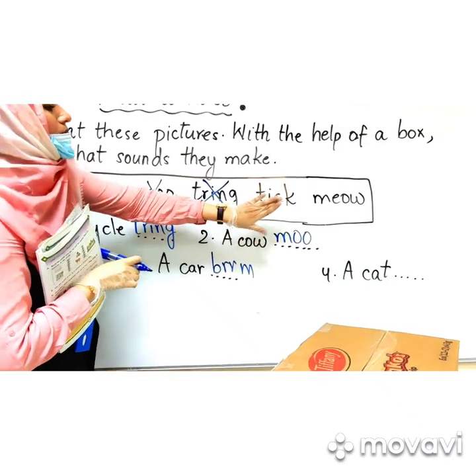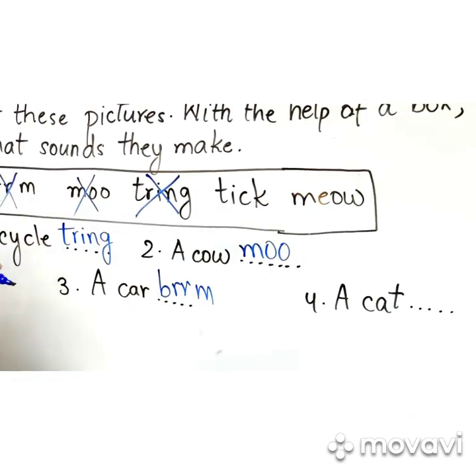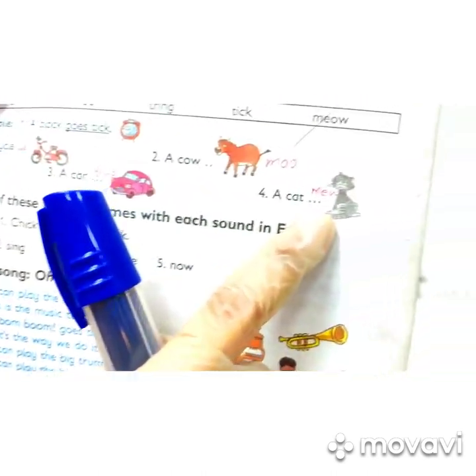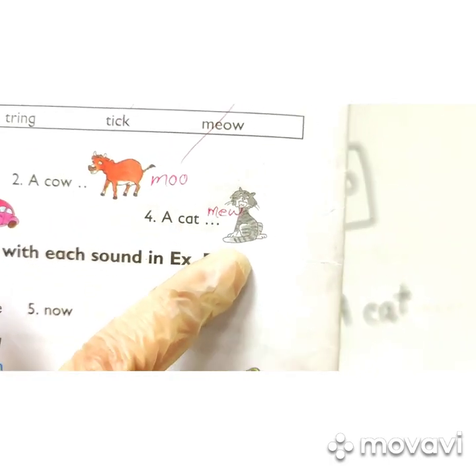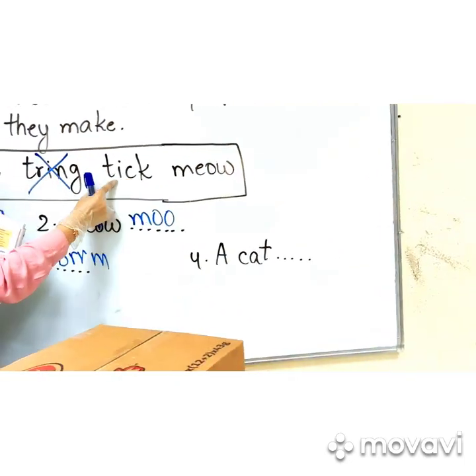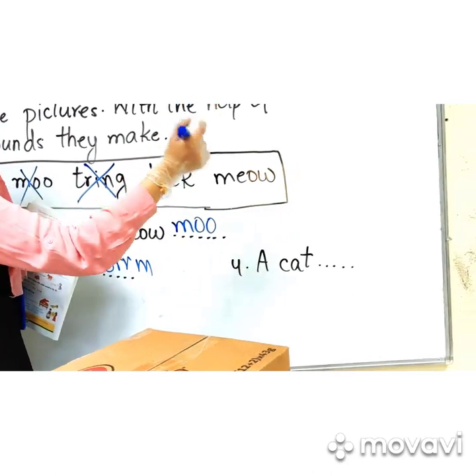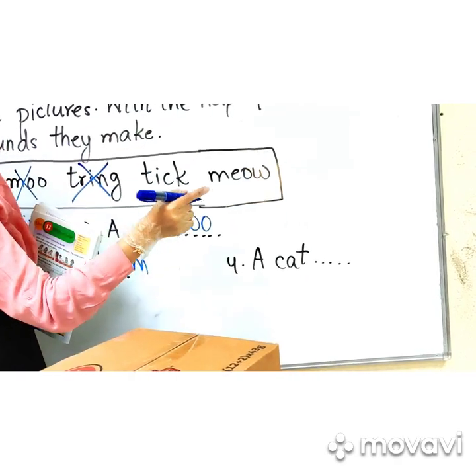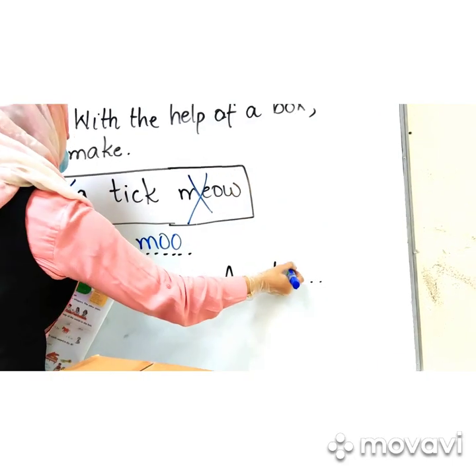Now we have two options left. Tick, tick, tick or meow. And let's see which picture we have here. Look at my finger, students. What is this? What do you see here? Yes, it's a cat. So which sound does a cat make? Tick, tick, tick or meow? Make a sound. Which sound does a cat make? I want all of you to make a sound together. One, two, three. Yeah. Very good.